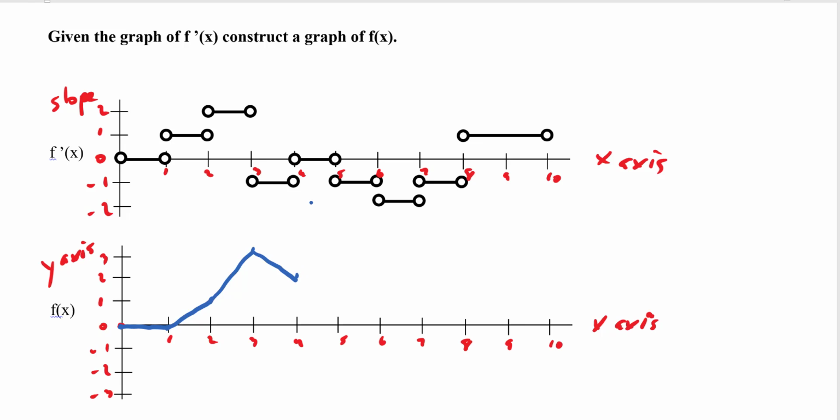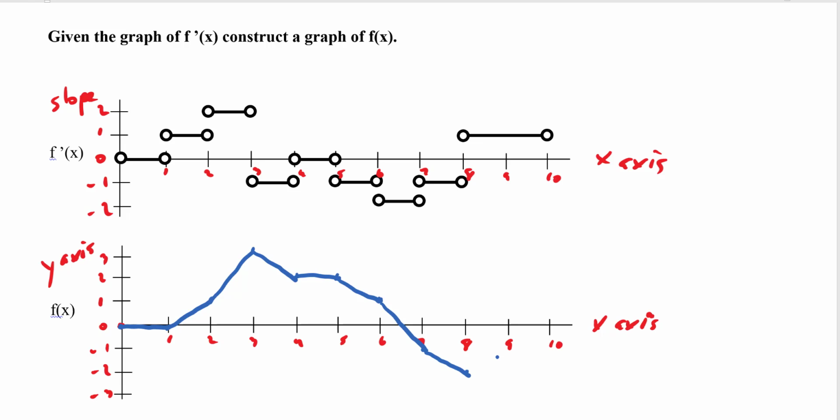And then the slope from 4 to 5 is 0. So I just go straight across. And then from 5 to 6, the slope is -1, so down 1 over 1. And then from 6 to 7, the slope is -2, so down 2 over 1. From 7 to 8, the slope is -1, so we go down 1 over 1.